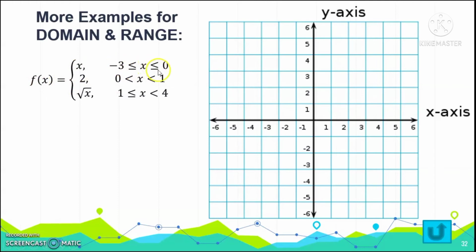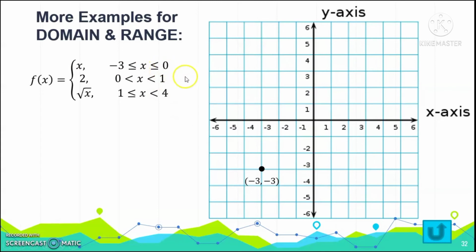Another, we have f of x is equal to x for x is greater than or equal to negative 3 but less than or equal to 0, and f of x is equal to 2 for x is greater than 0 but less than 1, and f of x is equal to square root of x for x is greater than or equal to 1 but less than 4. Alright, so if our value for x is negative 3, then our y is negative 3 in this given function. So we have here a plot, negative 3 and negative 3.